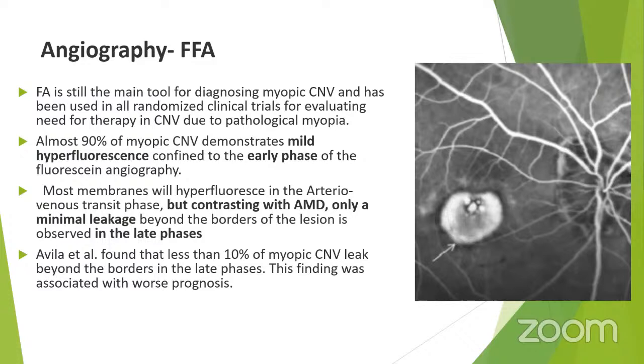Most membranes will hyperfluoresce in the arteriovenous transit phase, but contrasting with the AMD, only a minimal leakage will be found beyond the borders of the lesion in the late phases. Avila et al. have found that less than 10% of myopic CNVM leak beyond the borders in late phases, and if the leak is less, then this finding is associated with the worst prognosis.